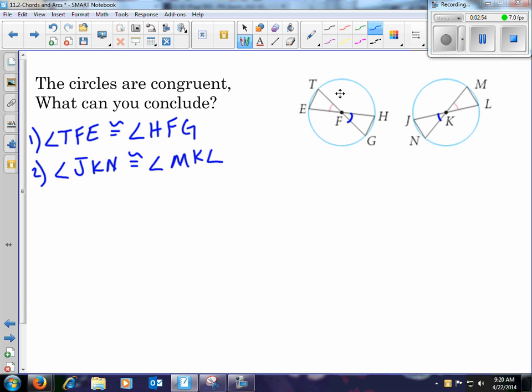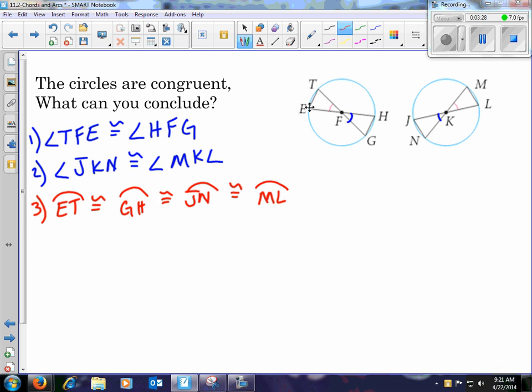I know that if these angles are congruent, then the arcs are also congruent. So I can say, as my next thing, arc ET, and remember we mark arc with a little arc over the top, is congruent to arc GH, which is also congruent to arc JN, which is also congruent to arc ML. So I'm saying that this arc is congruent to this arc, which is congruent to this arc, which is congruent to this arc. Now, I know that if my arcs are congruent, I know that my chord is congruent.